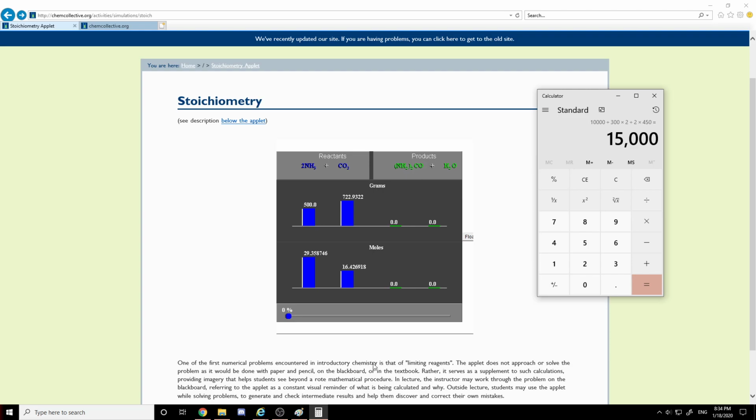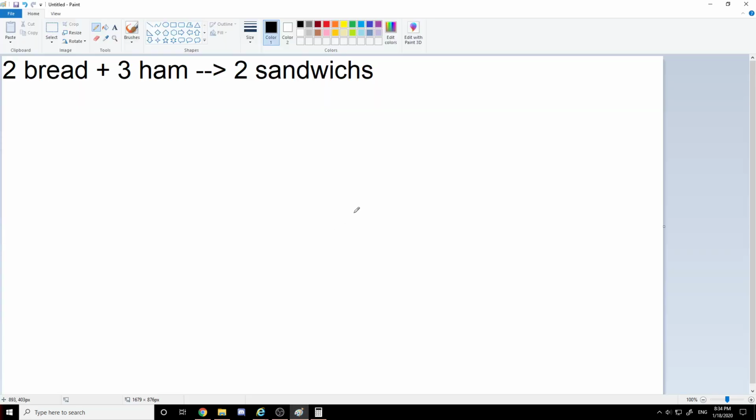Well, what's a recipe? Let's look at a recipe for making sandwiches. What do we have? We have ingredients. We can call these reactants, and we have products, which is what we end up with. We make sandwiches from our ingredients, right? All a chemical equation does is it's a recipe for chemical compounds.